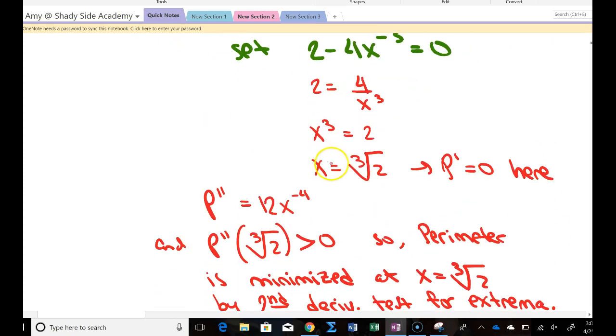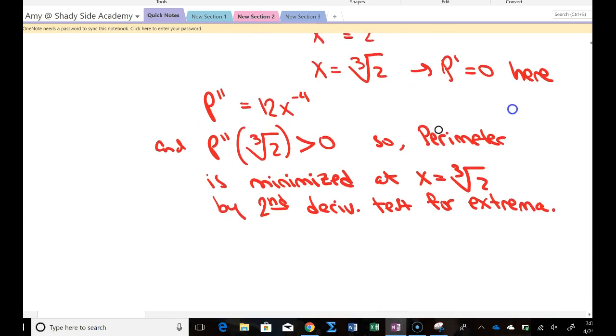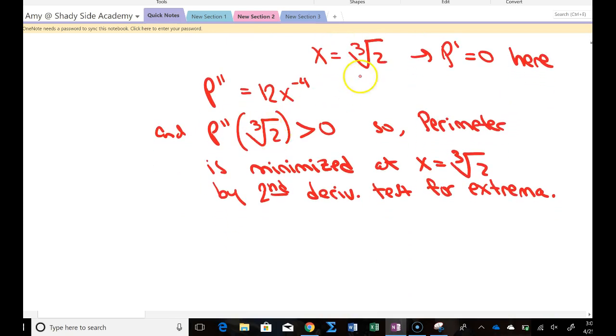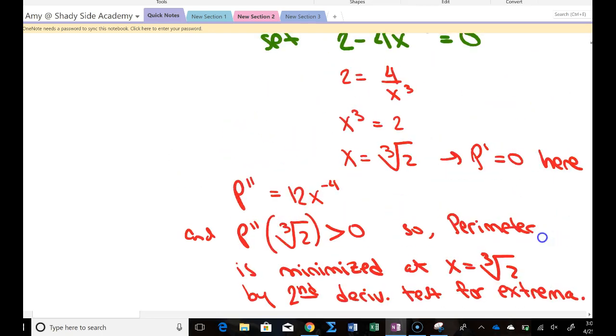I found a point where p prime equals 0, found the second derivative, and noted that the second derivative at this point, and at all points actually, is always positive, which means the p function is concave up, which means we have a minimum perimeter at x equals radical 3 over 2 by the second derivative test for extrema.